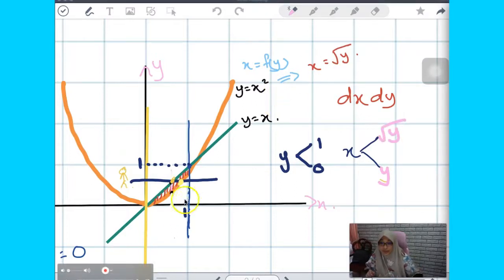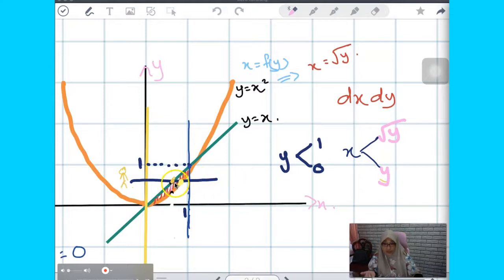Okay, so I repeat, you're walking along the x-axis. When you walk to the right side slowly, the first point that you have is part of the green line. So what is the equation of the green line in terms of y? x equal to y. So you write down here x equal to y.